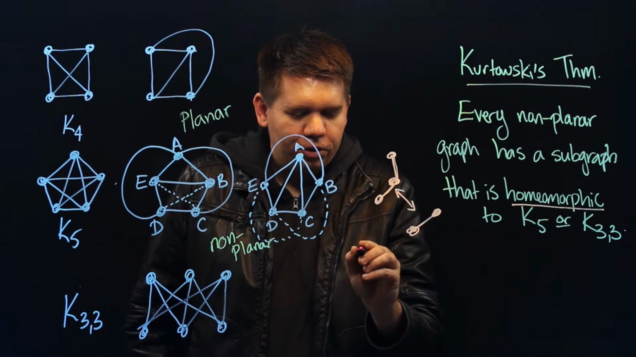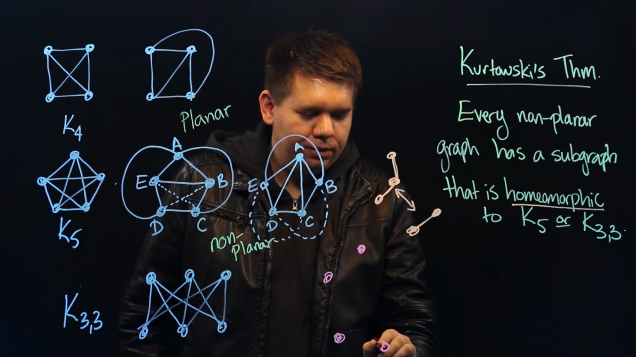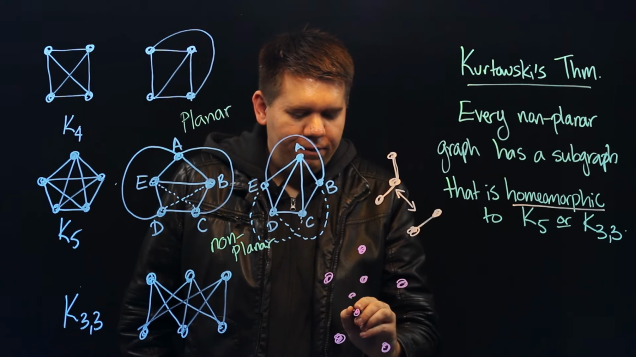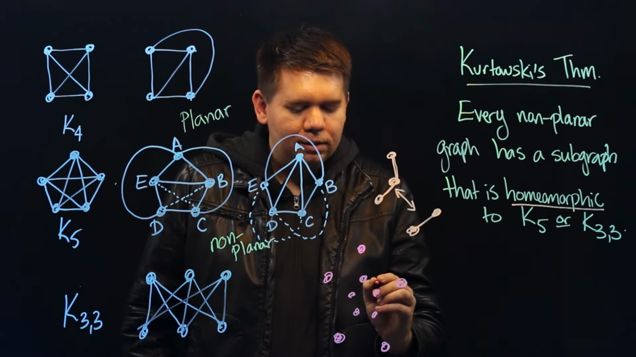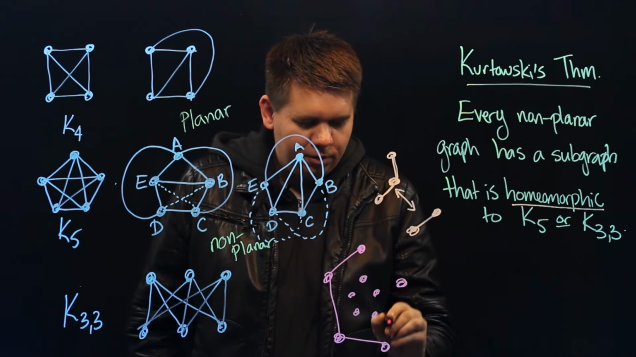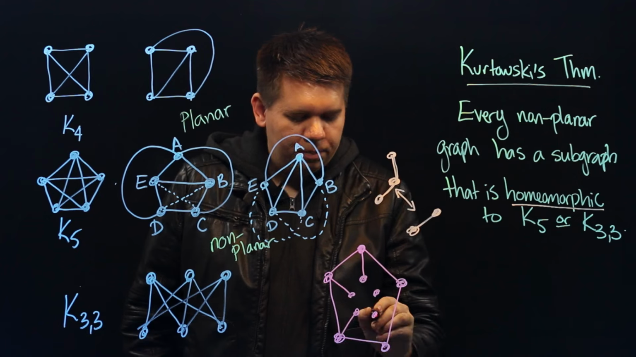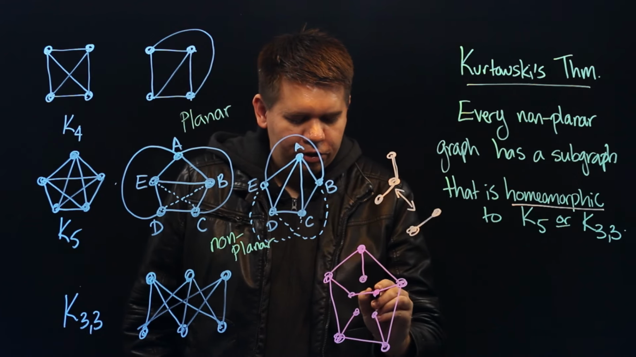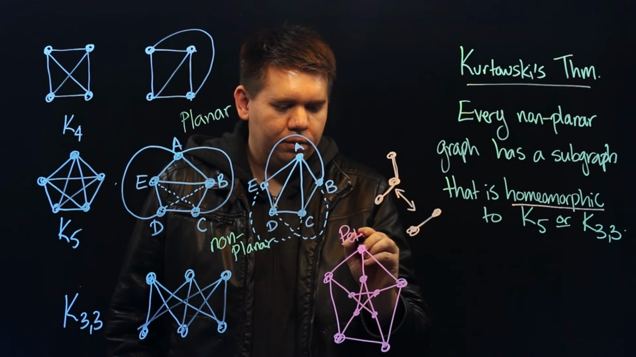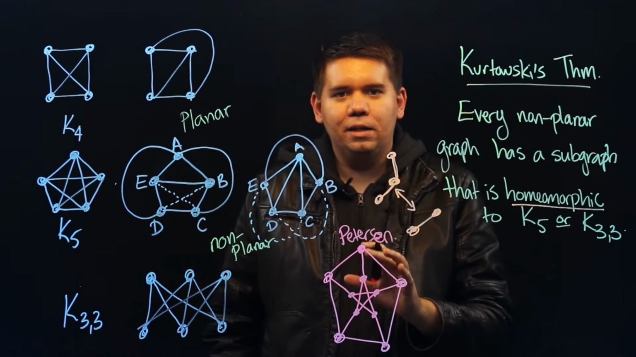A well-studied graph in graph theory is called the Petersen graph. The Petersen graph begins with 10 vertices, 5 on the outside and 5 on the inside, where each of the vertices outside is connected into a cycle, and each vertex inside is connected to the corresponding vertex outside, and then a star shape is formed. In this Petersen graph, we're going to show it's non-planar.